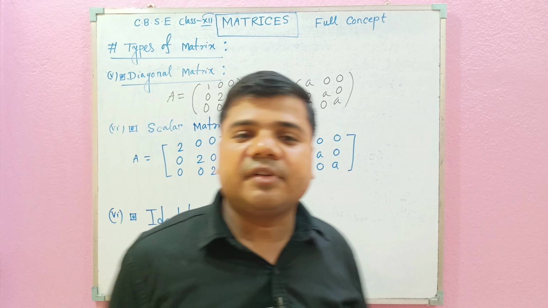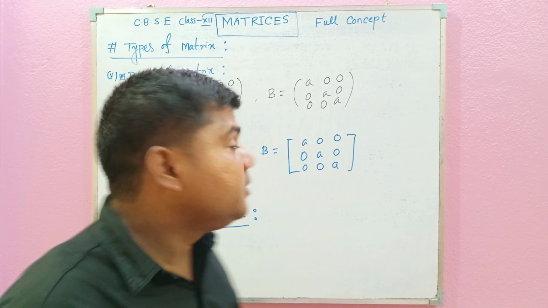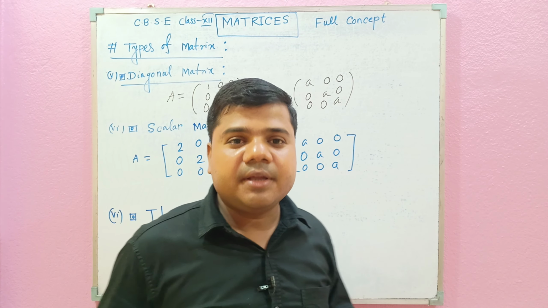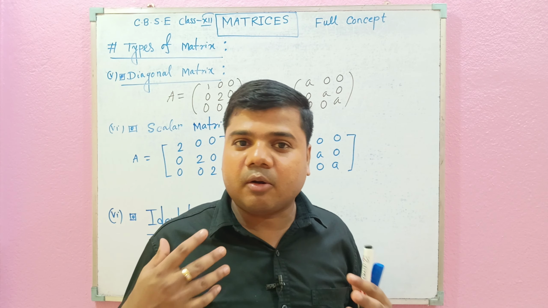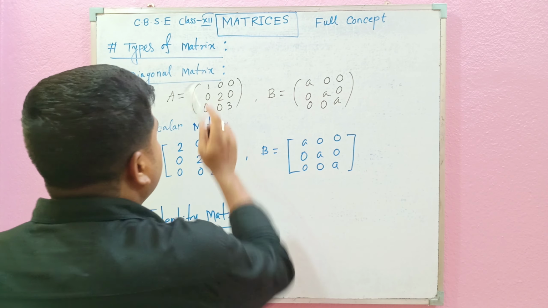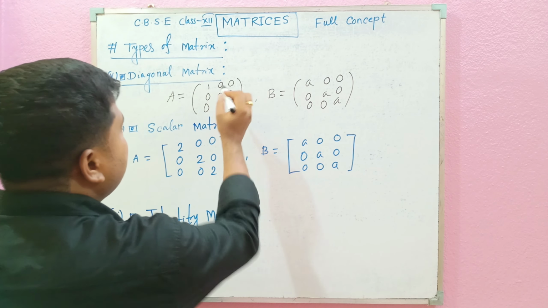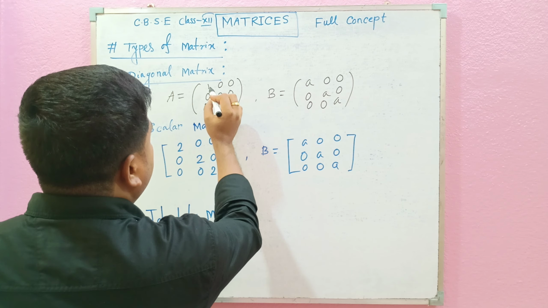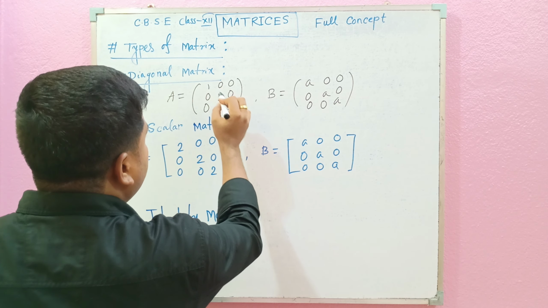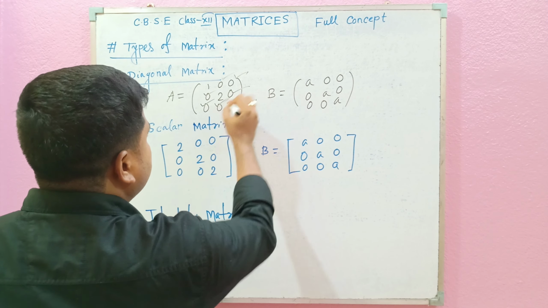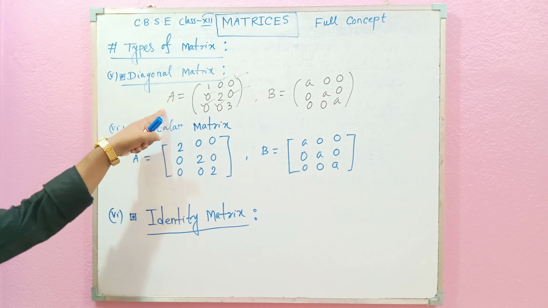Now we will discuss the different types of matrix. Diagonal matrix. What is a diagonal matrix? A matrix is said to be a diagonal matrix if the elements other than the diagonal elements are 0. Here we see that in a matrix A, the diagonal elements are 1, 2, 3, but the other elements are all 0. So this is a diagonal matrix.